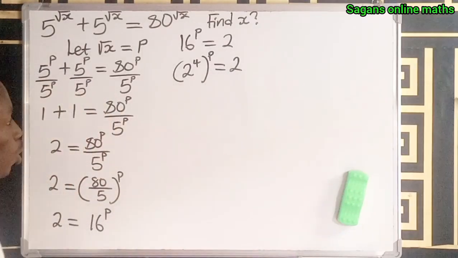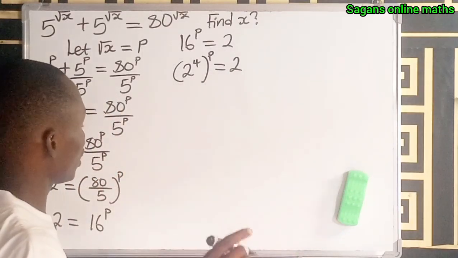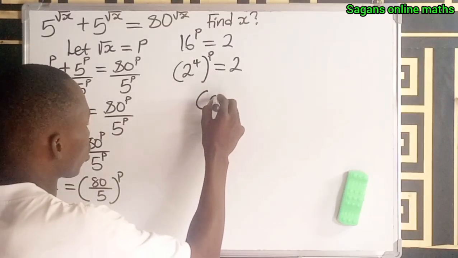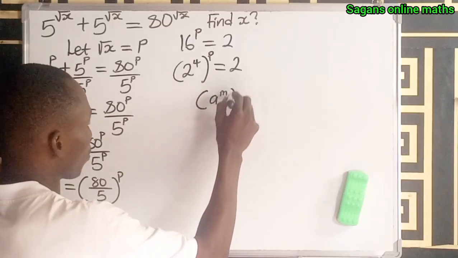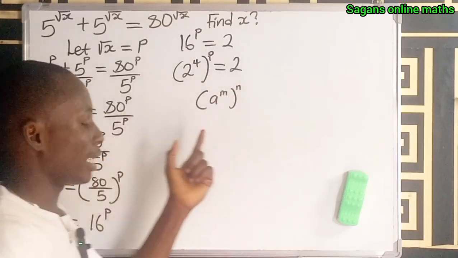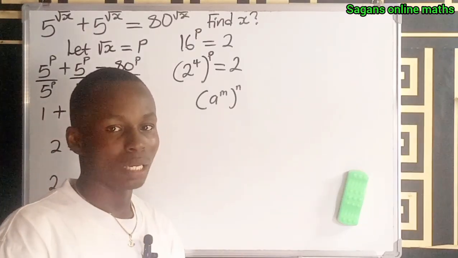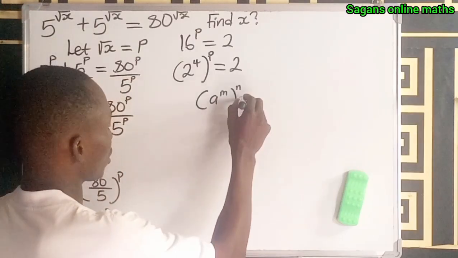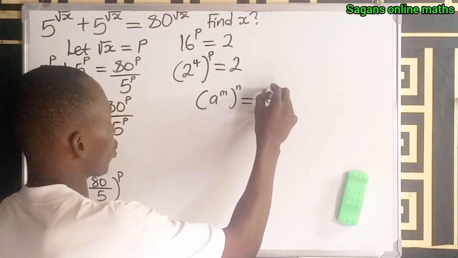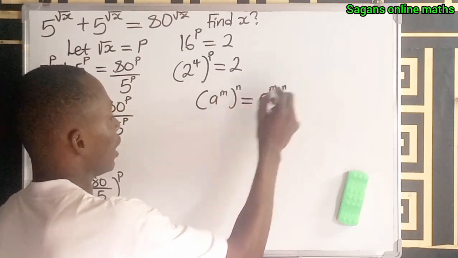At this point, let's also remember one of the properties of indices: (a^m)^n. This law states that the index inside the parentheses can multiply the index outside the parentheses. So this equals a to the power of m multiplied by n.